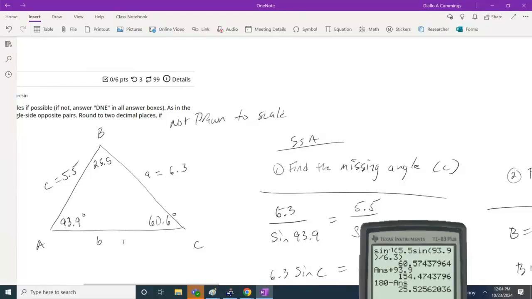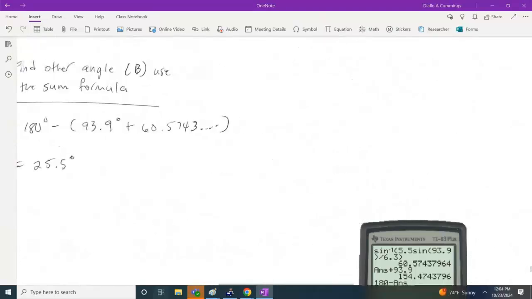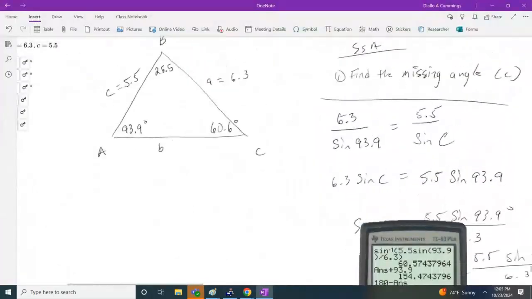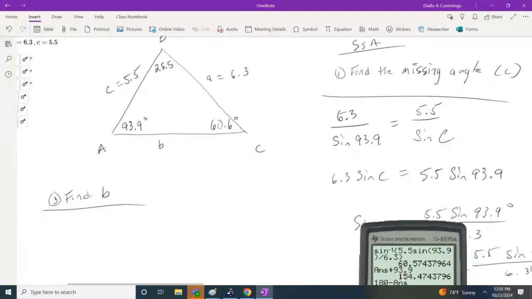And the last thing to do is to find side B. So the third step is to find side B. So I'm going to do that here. It says use a law of sines setup to find side B. For the first part of my proportion, I always like to use the given information. They gave us 6.3 for side A, and they gave us 93.9 for angle A. So that's going to be the first part of my proportion.